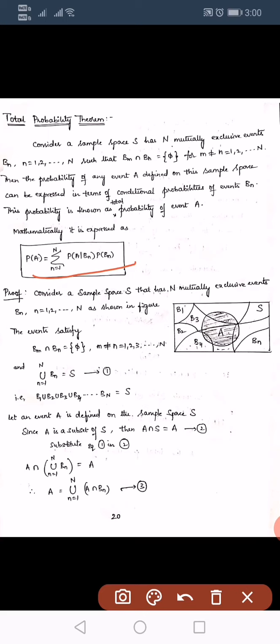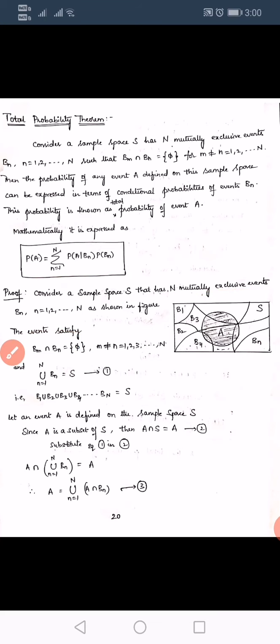So here we already know that a sample space S has n mutually exclusive events, which we define as Bn, n from 1 to capital N. All the events are mutually exclusive, so Bm intersection Bn equals the null set. Intersection means both do not have any common element, so it is equal to 0.